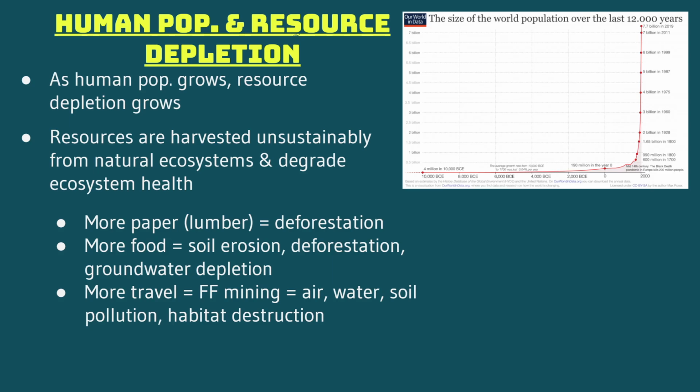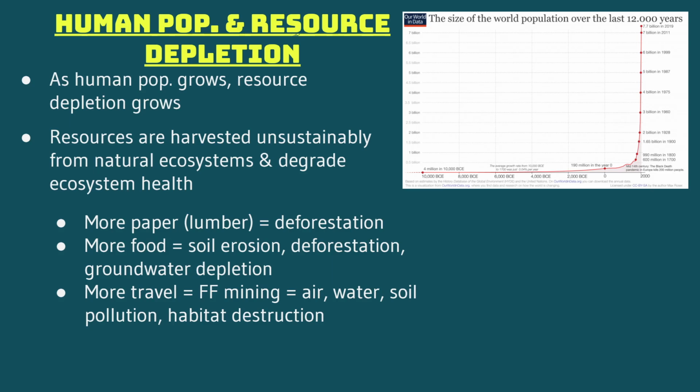Travel is another one. As people become more affluent, they travel more. This is going to lead to the mining of fossil fuels, which beyond emitting carbon dioxide in the atmosphere, also leads to land degradation and habitat destruction to actually get to those natural resources.